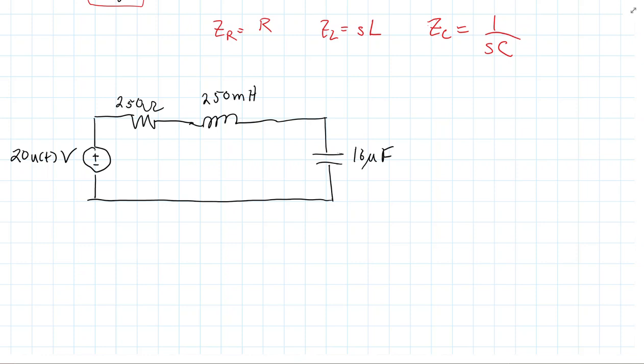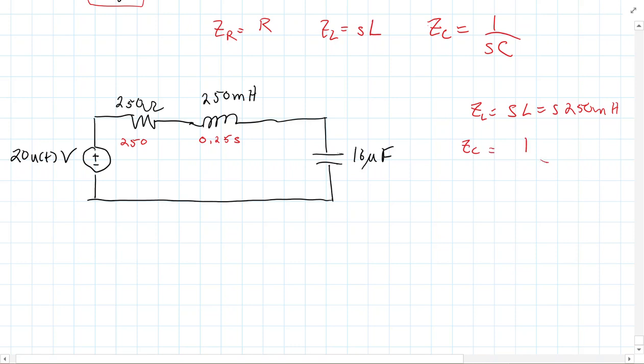Now, I'm going to first transform everything into the S domain. So the resistor would just be 250. For the inductor, I'll write it as ZL. I'd have S times L, which would be S times 250 millihenry. But I'm just going to write that as 0.25 S.